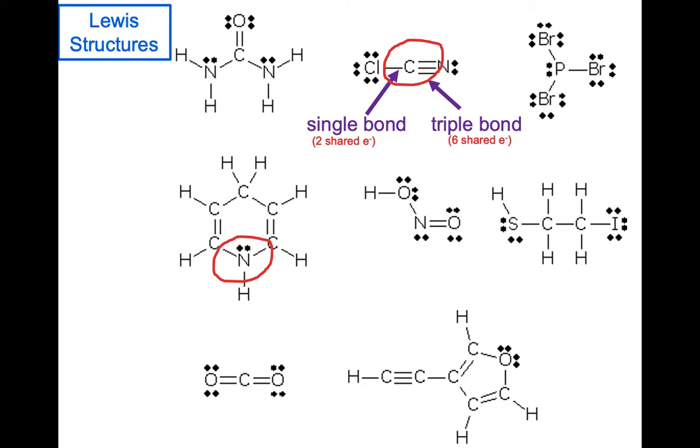Here's a different situation for nitrogen. In this case, nitrogen has 3 single bonds. And it has what's called a lone pair.